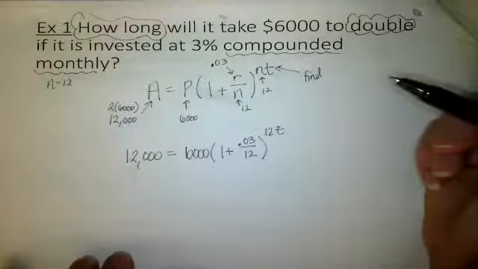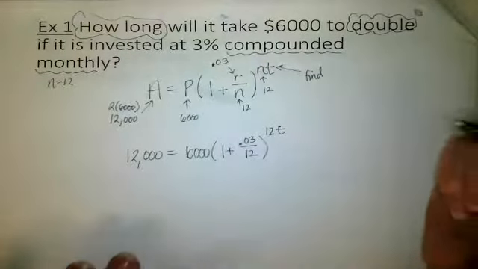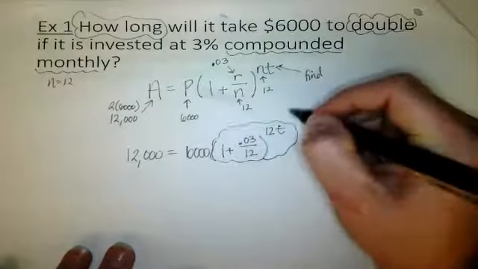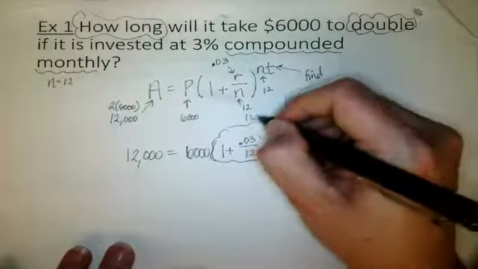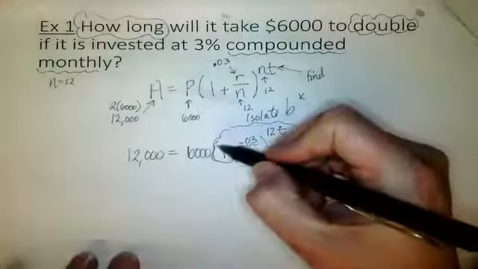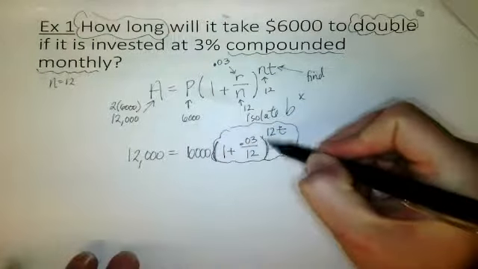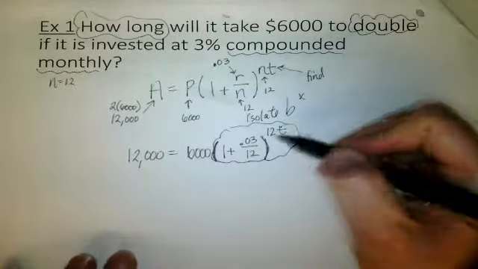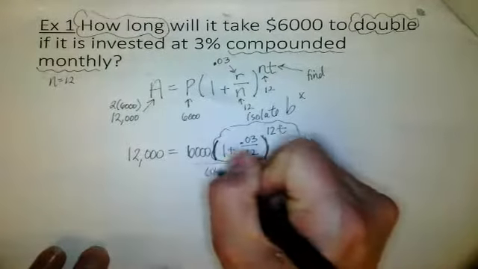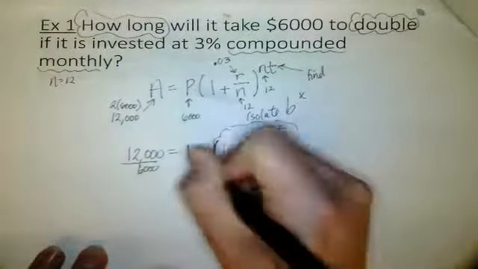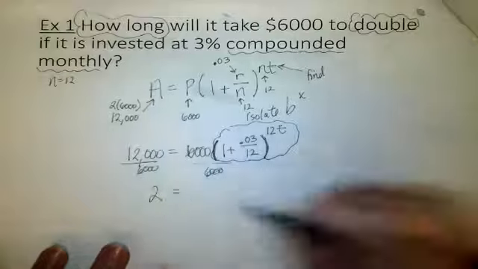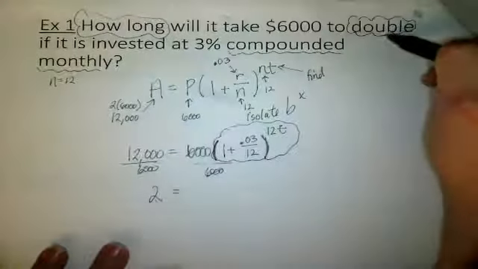All right, so it's exponential, which means if we want to solve this, then we need to isolate the base and the exponent. And it's important you understand that this whole thing in parentheses is the base of the exponent. So what do we need to do? Divide by 6,000. What is 12,000 over 6,000? 2. As in double.